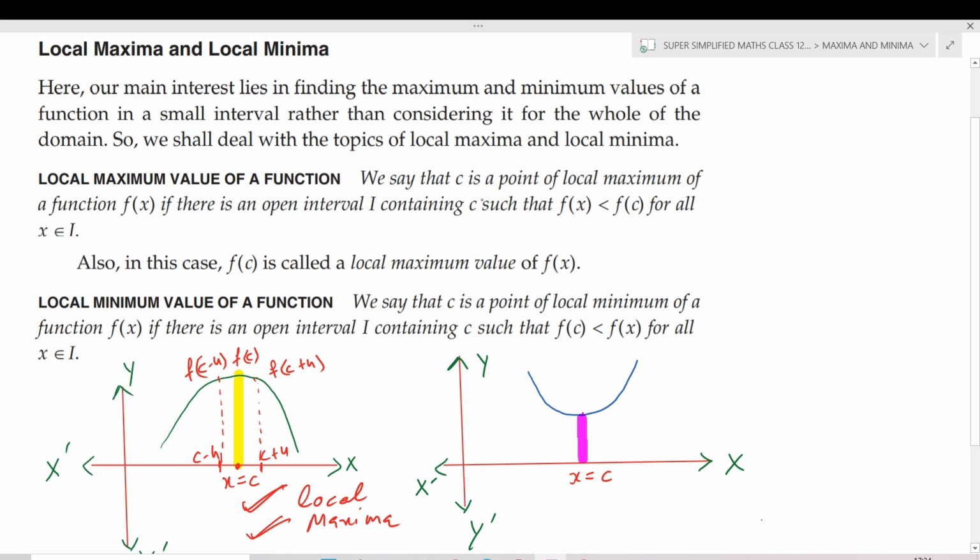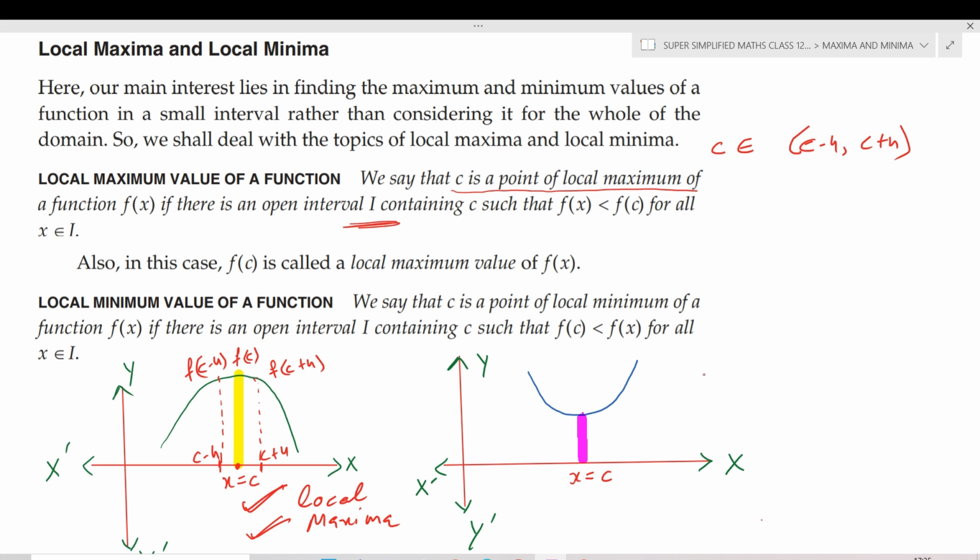C will be a point of local maxima if there is an open interval I. Here the open interval I is (C minus h, C plus h), and we know very much that C belongs to this open interval. What does an open interval mean? Few points very near to C, in the left of C and in the right of C. That is called the open interval.